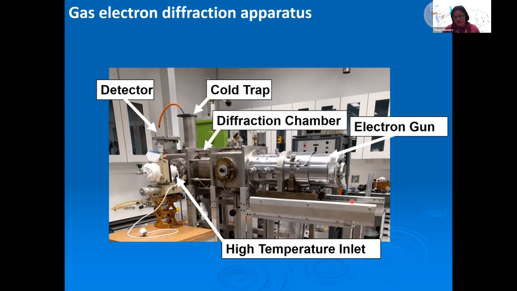And I should have said for the electron gun, we've got a 40,000 electron volt source going in that end. So when it's on, we tend to stay down the other end, down the detector end.